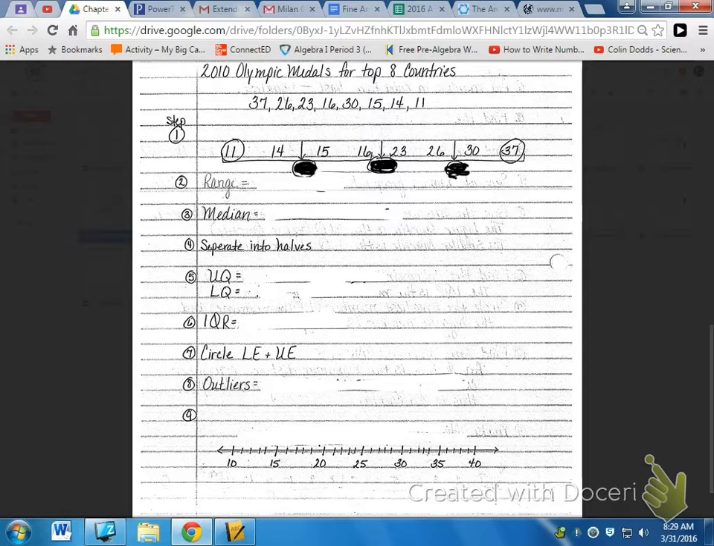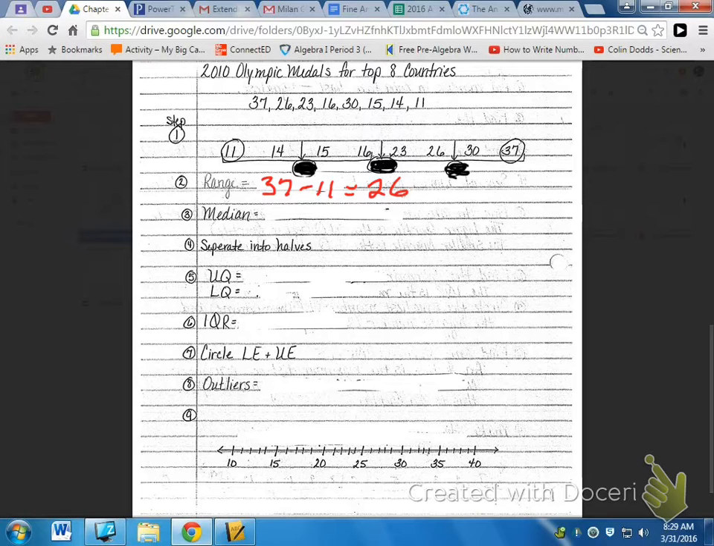So as we go through here now, here are the steps that are listed on the other side. First of all, you need to answer for the homework today what the range is. So the range is the biggest number minus the smallest number. So 37 minus 11, we have a range of 26. That's the first thing you're going to do. 37 minus 11, a range of 26.